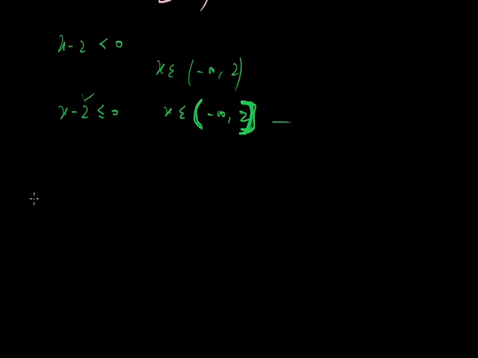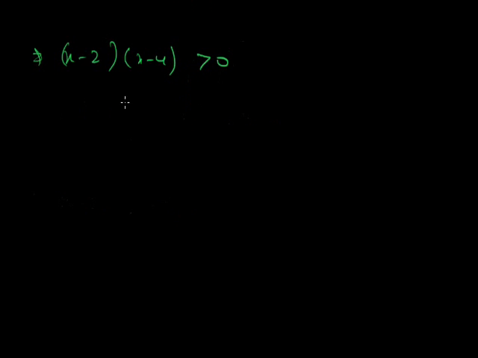Now had the problem been like (x minus 2) into (x minus 4) is greater than 0. It means saying that x squared minus 6x plus 8 is greater than 0. Now how to solve this kind of inequalities? For example, this is an inequality of a quadratic equation. This is a quadratic, and let's see how to solve it.